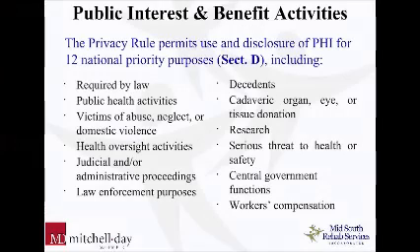These are your public interest and benefit activities. The privacy rule gives you 12 of them. These are things that are required by law, public health activities. You may disclose information if you have belief that a patient is a victim of abuse or neglect or domestic violence. Health oversight activities, in response to judicial and administrative proceedings.